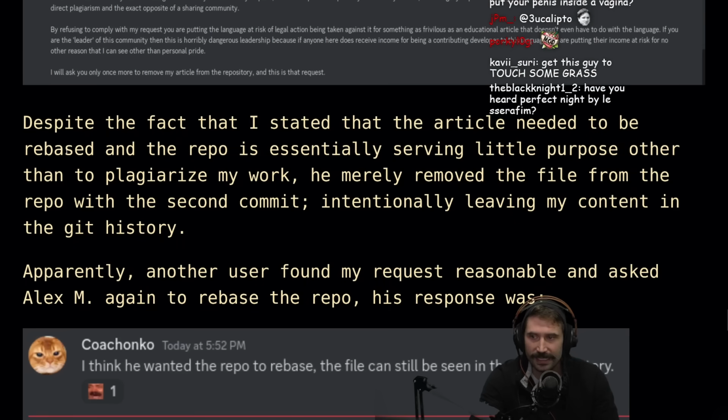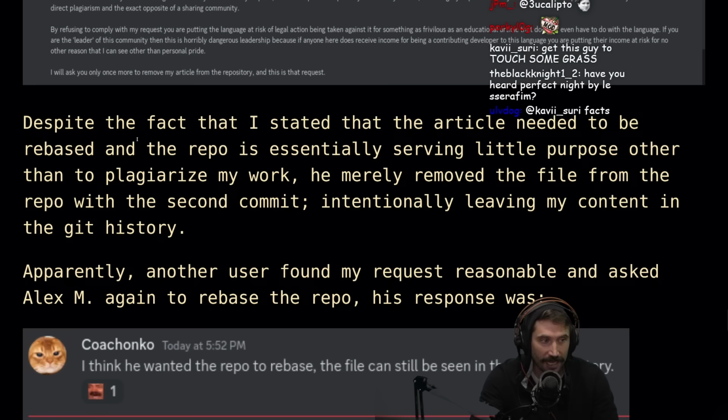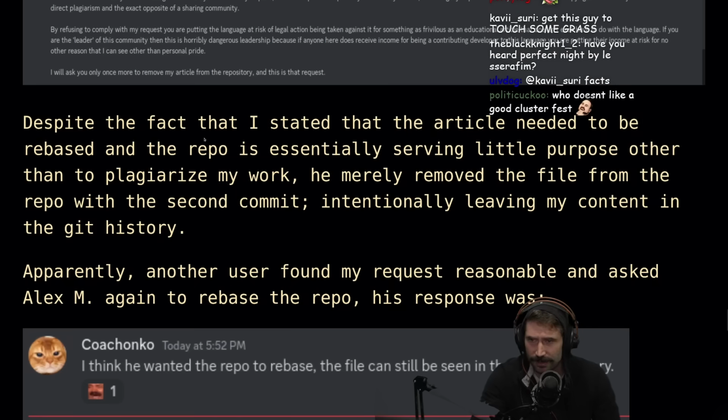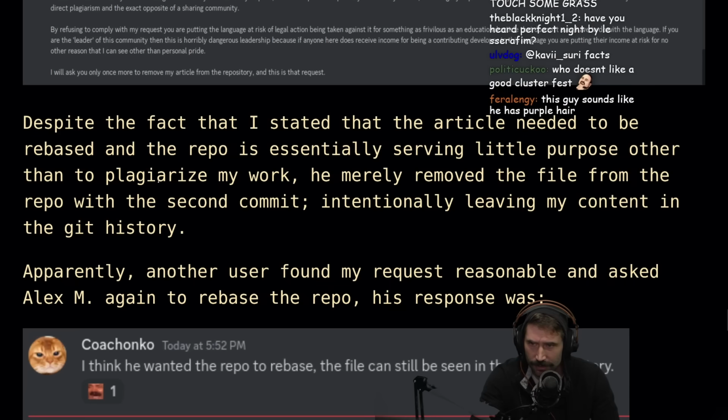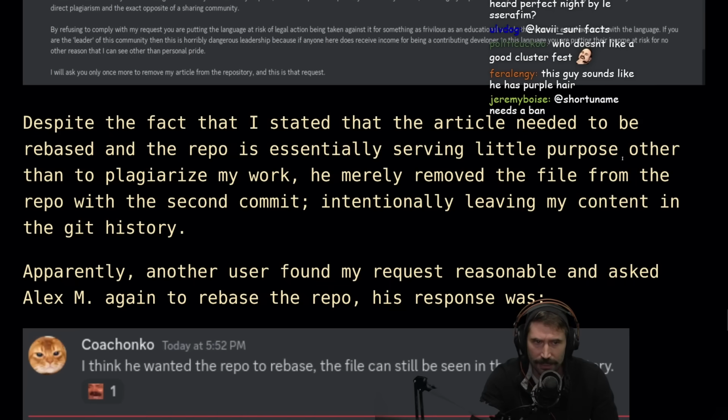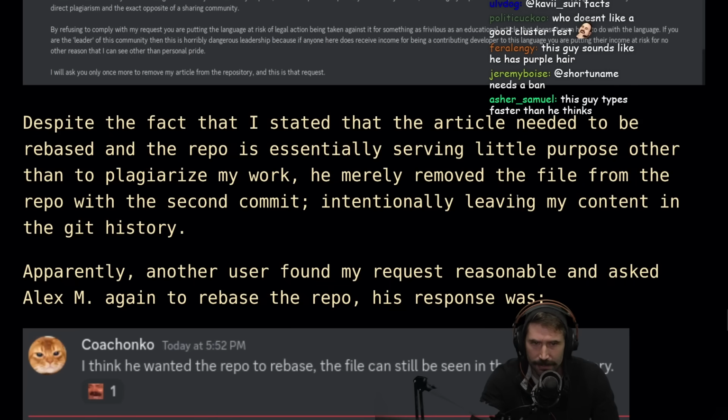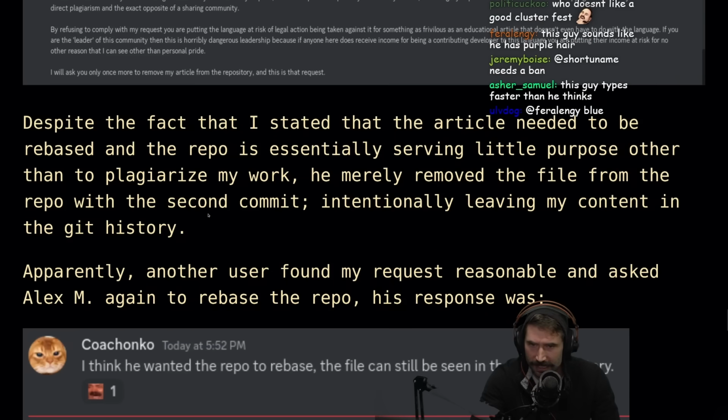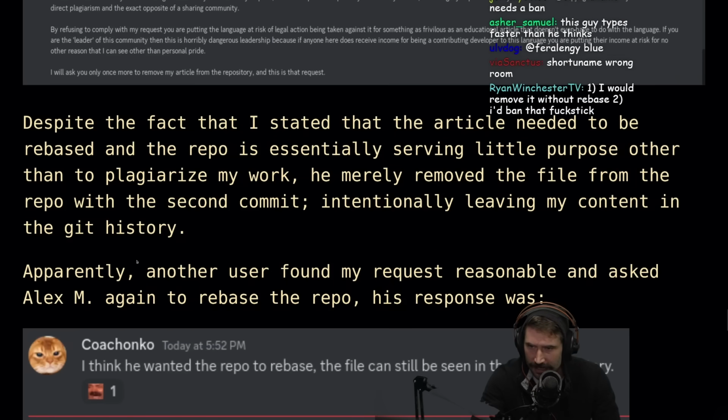So I totally get his stance. Because, when you deal with it a lot, it's hard not to. It's really, really hard. Despite the fact that I stated that the article needed to be rebased and the repo is essentially serving little purpose other than plagiarizing my work, he merely removed the file from the repo with a second commit, intentionally leaving my content in the Git history.